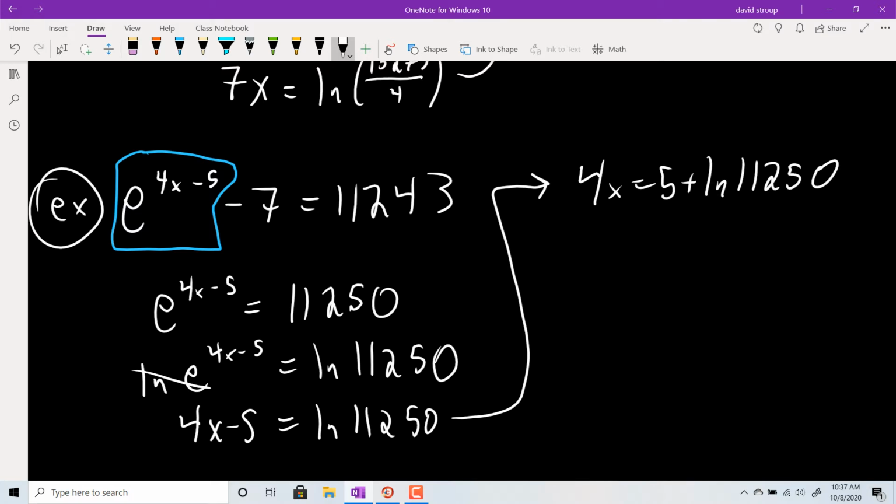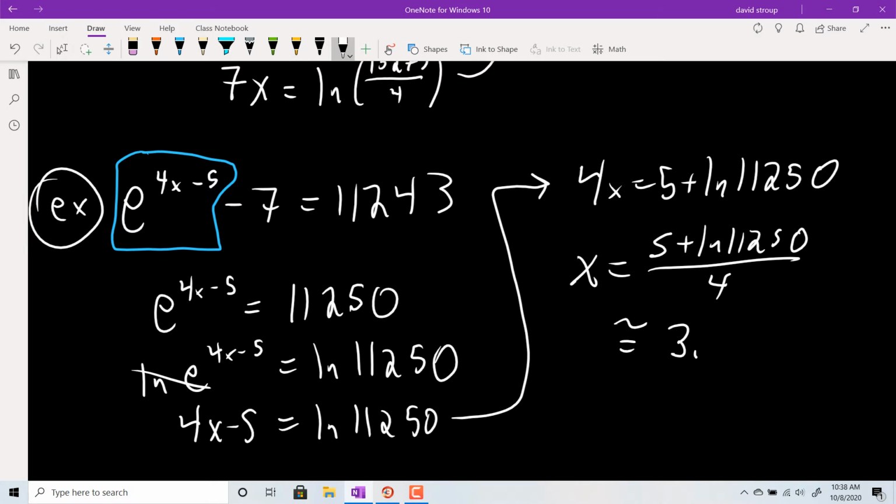And again, that 5 doesn't somehow magically get absorbed by the ln. Okay, you can't do that. Just can't. No can do. Okay. Divide both sides by 4. And put it in your calculator and get your approximation. So if you want to check, to 2 decimals, 3.58. Okay.